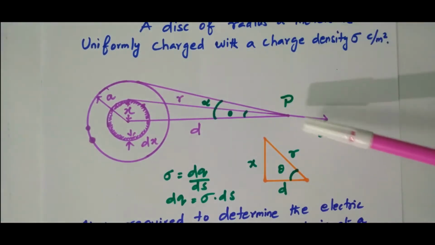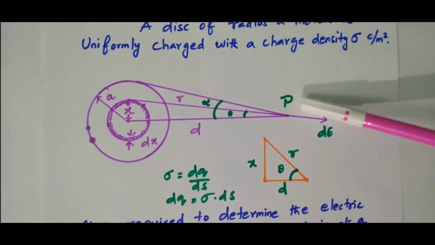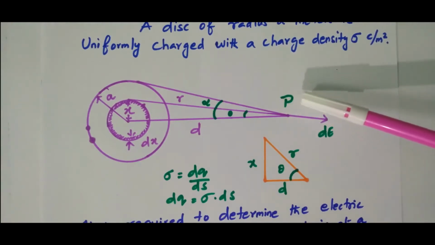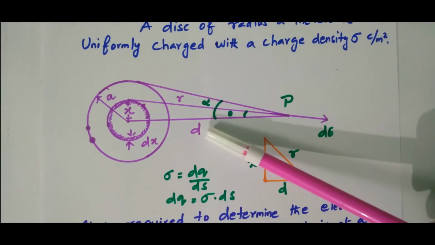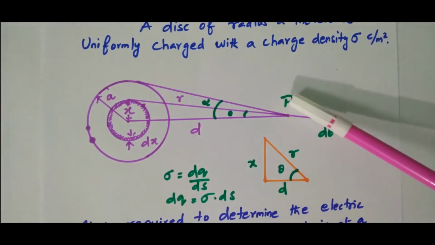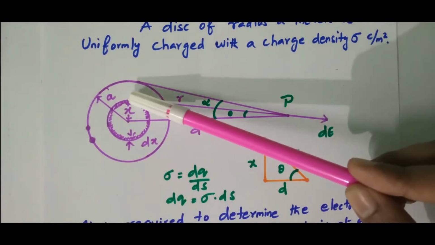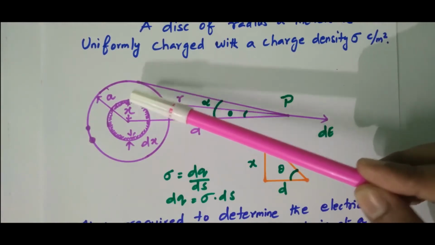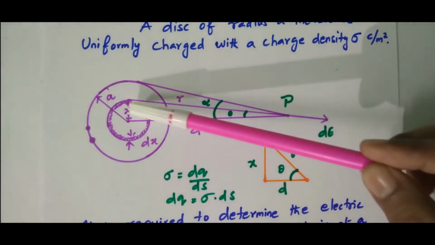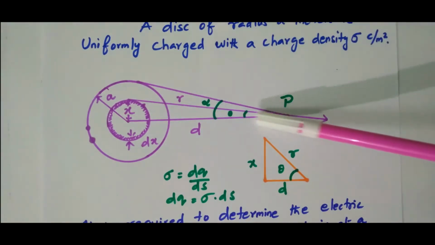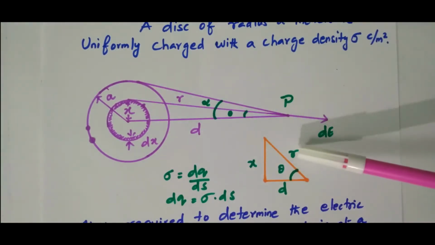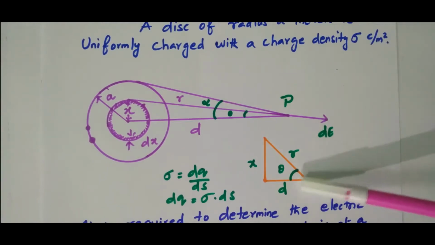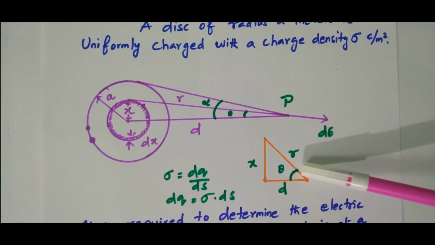Our aim is to find the electric field intensity at this point P. The distance between this point P and the center of the disk is d meters. The distance between point P and this small segment is r meter. This will be x meter. So this triangle is drawn separately here. During the calculation we can refer to this triangle.